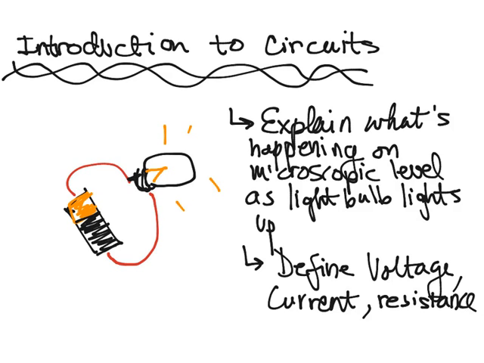So by the end of this video, you should be able to explain what's happening on the microscopic level as a light bulb lights up. You should also be able to define voltage, current, and resistance. And the last thing we're going to do is talk about these two new equations, and we're going to call them Ohm's law and our power law.